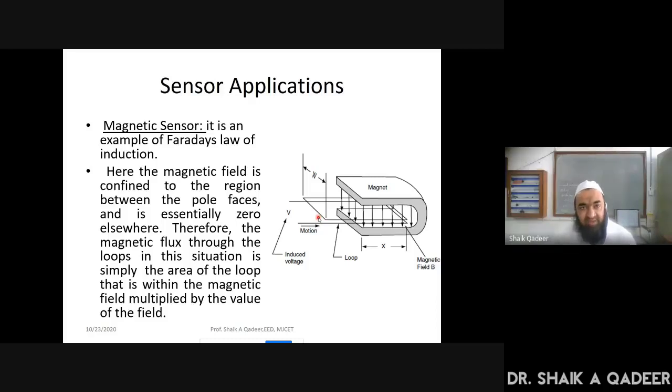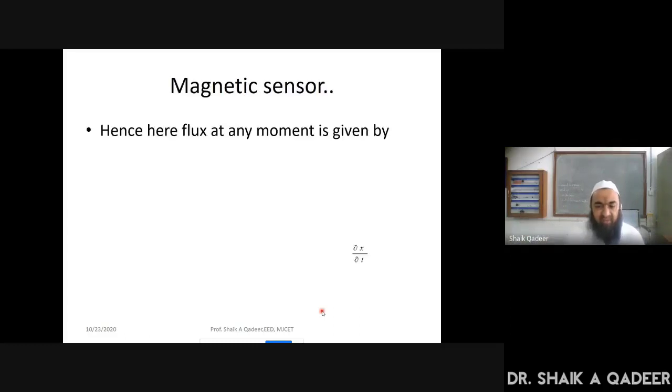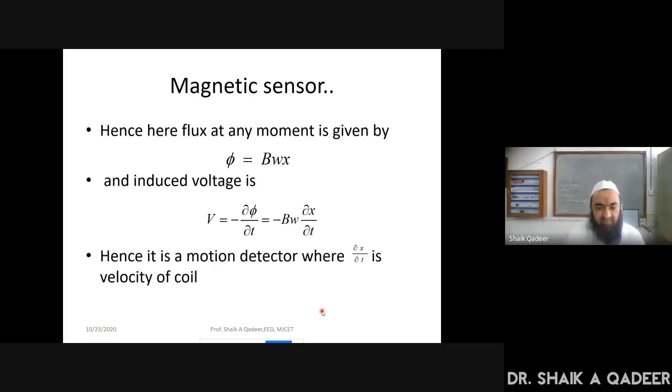Now, is a human a conductor? Is it made up of metal exclusively? Then we cannot use it. Some other concept should be used in order to determine the movement or motion of humans or animals. Metallic object motion can be easily determined in this particular setup. So if it is clear to everybody, we will move to the next topic.